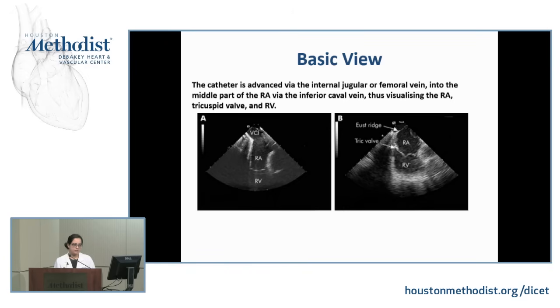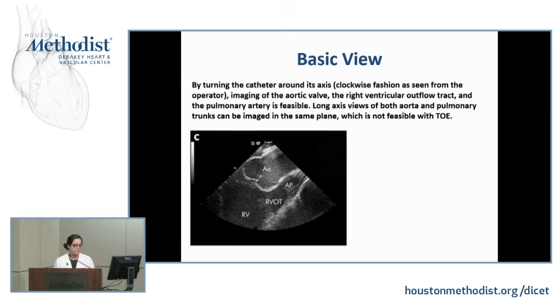When you first advance the ICE in the IJ or in the femoral vein, you go into the middle part of the right atrium via the IVC. You first visualize the RA, the RV, and the tricuspid valve. Then I'll talk about how we made modified views for VADs. If you turn the catheter clockwise, this is the kind of view you get. You get the aortic valve, RVOT, some of the RV. So it's kind of a long axis of both the pulmonary trunk and the aorta.